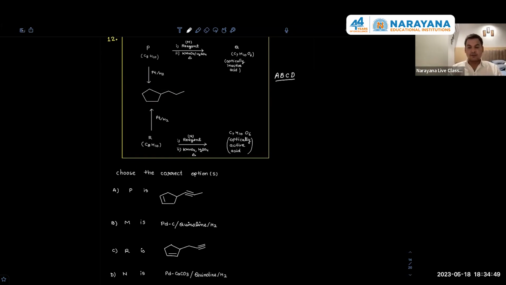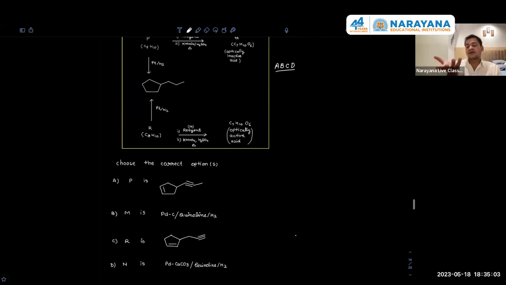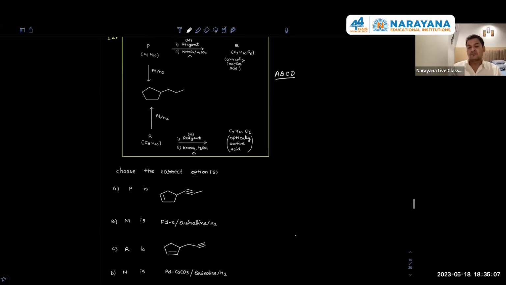Or do you have any doubt? Please tell me if you are having any doubt. Sir, in the Pd CaCO3 option, what is the role of CaCO3, sir? It is basically a surface provider along with the palladium. Okay, sir.